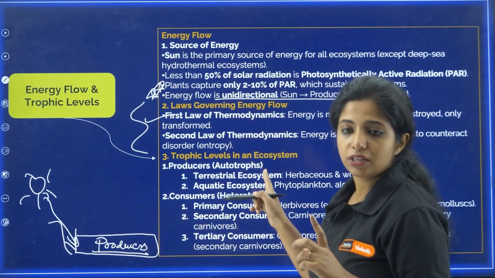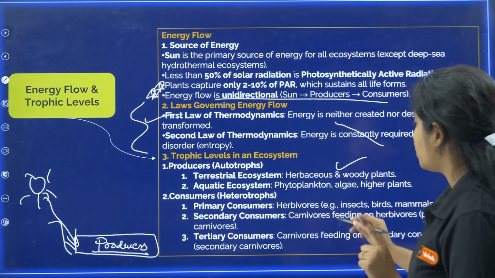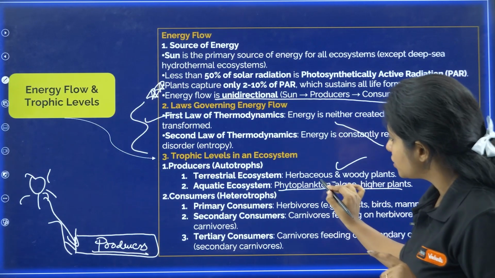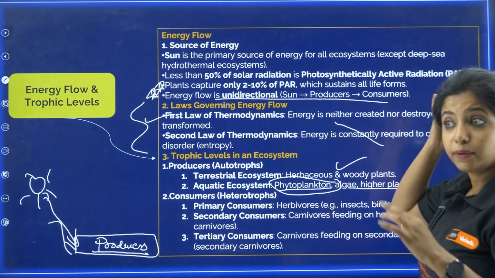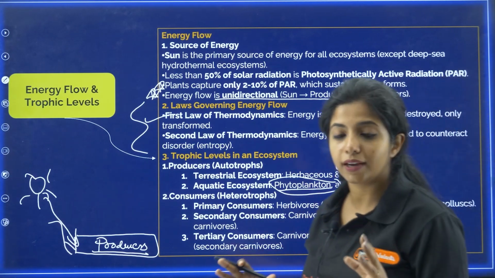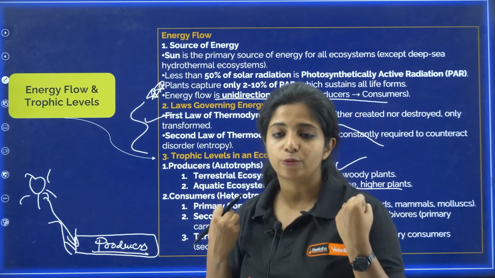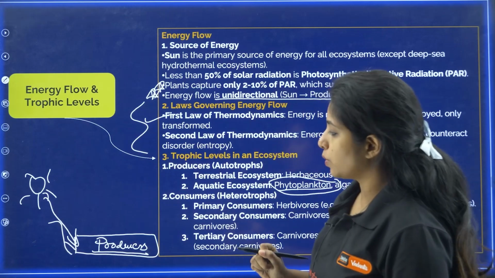Okay, so what is it? In the case of terrestrial, it is herbaceous and woody plants, but in the case of aquatic ecosystem, it will be phytoplankton, algae and higher plants, my dear children. Mostly reference is given to phytoplankton. So always remember, you might be asked to make an ecosystem chain, you should know it. Phytoplankton is the one that captures sun's energy in the aquatic ecosystem, just like how plants do it in terrestrial ecosystem.